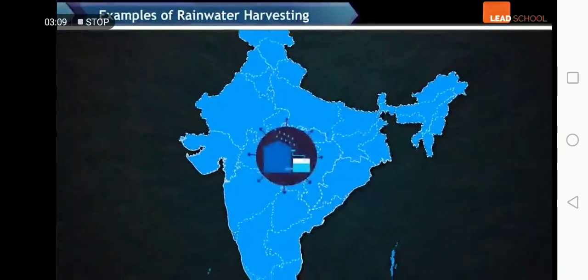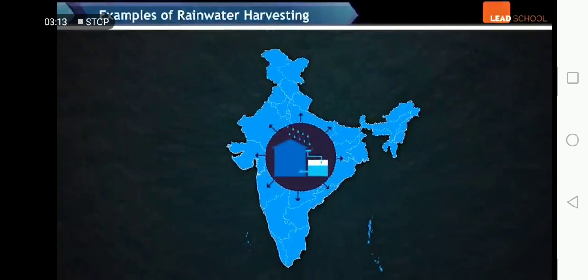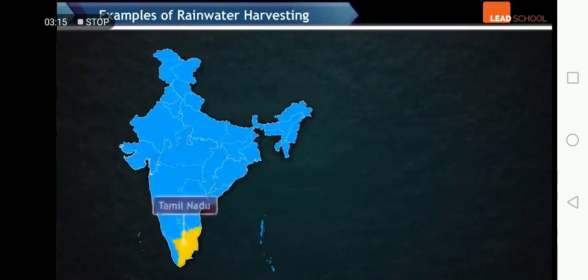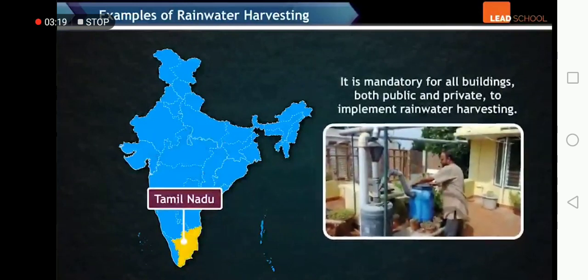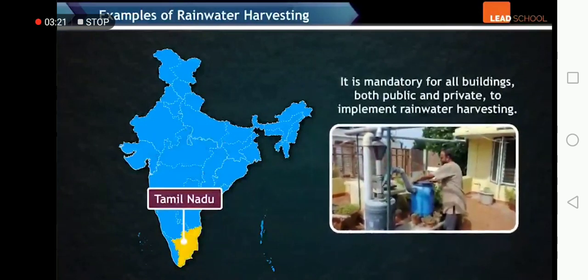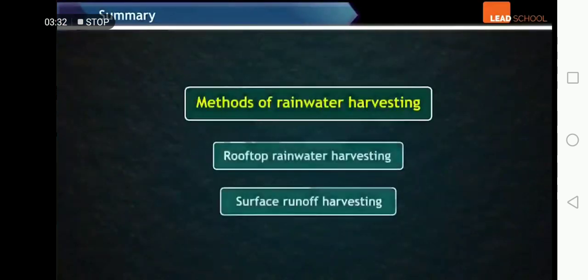Do you know India is making some serious efforts to implement this practice across the country? For example, in Tamil Nadu, it is mandatory for all buildings, both public and private, to implement rainwater harvesting. This practice has significantly improved groundwater levels in the state. So today, we learned two methods of rainwater harvesting.